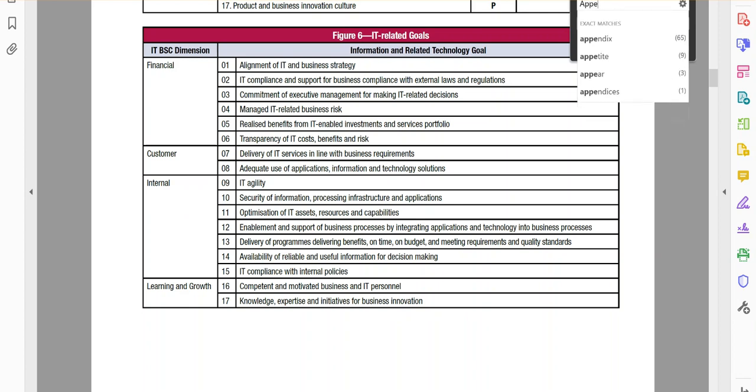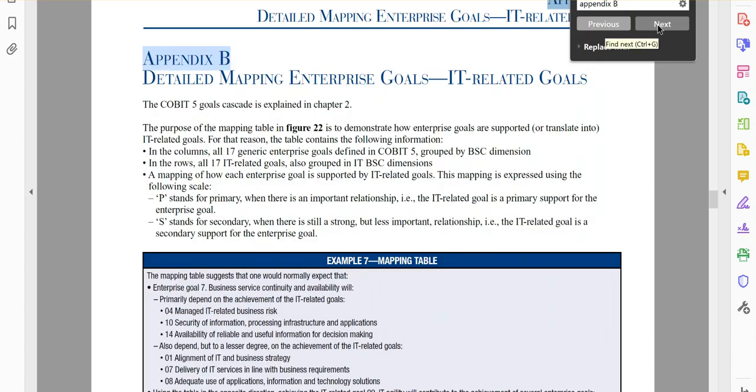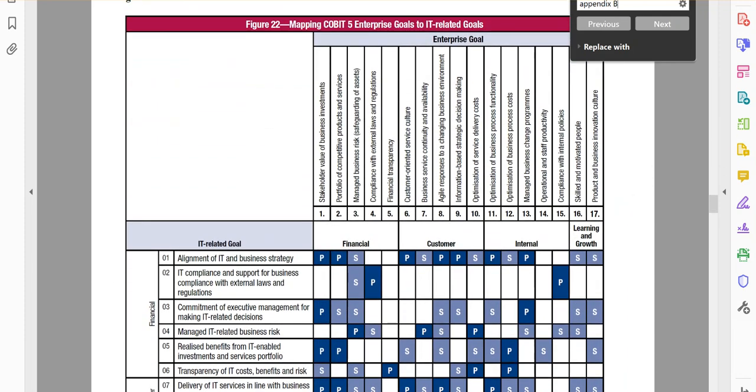Let's go to the appendix, I think it's B. Appendix B. This is the mapping between enterprise goals and IT related goals. We have the 17 enterprise goals on the X-axis, and on the Y-axis we are placing the IT related goals. We are doing a map because the IT related goals should support completion of the enterprise goals. IT goals should be aligned with the business goals. IT is supporting the business. This is the meaning of it. So we have 17 goals and we are doing mapping again. The goals are again grouped based on the balanced scorecard, the same four dimensions. We see the mapping, is it primary or is it supportive, or secondary?